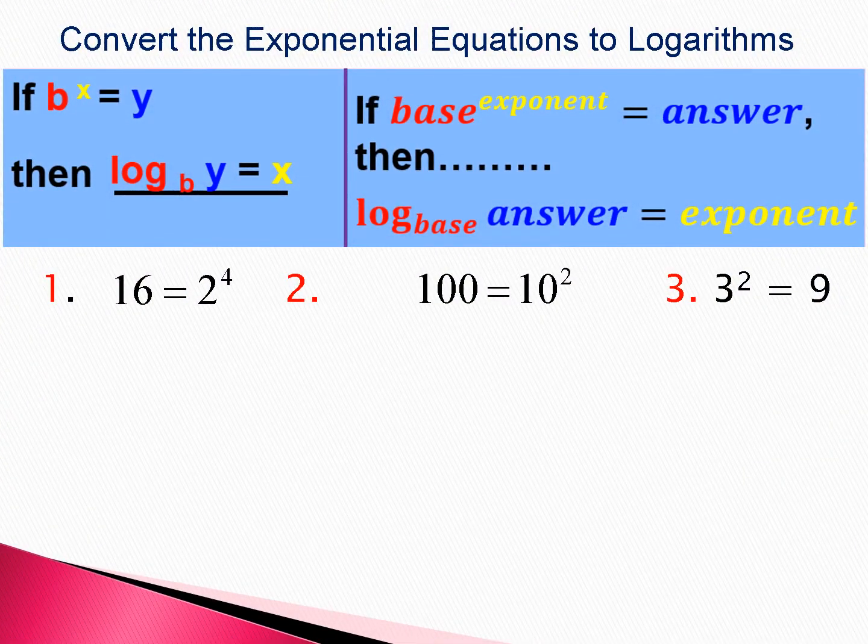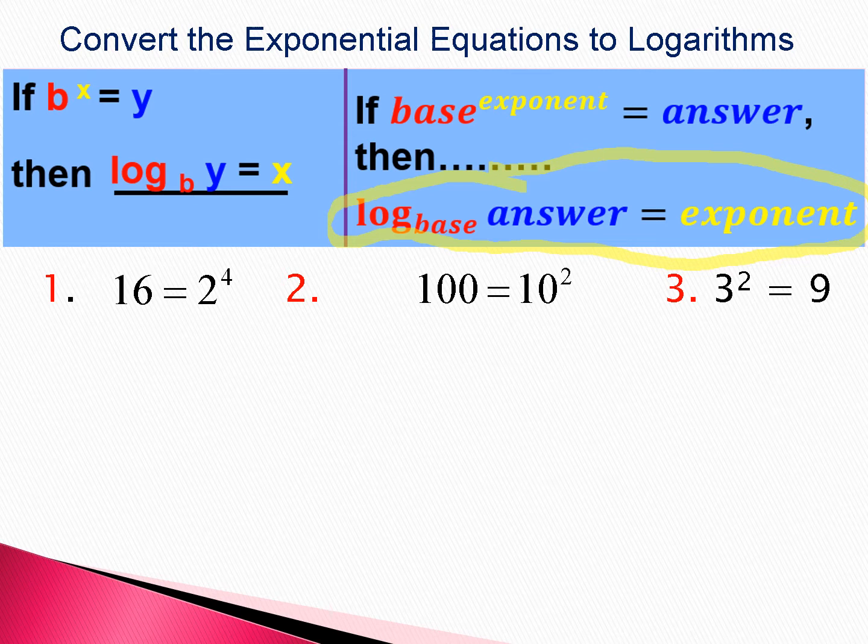All right, let's look at some examples. This says convert the exponential equation to logarithms. You'll notice at the top I've left the rule. Now, you can use whichever version of the rule you like because it's the same thing, but I always use the one with words. It's easier for me. So you pick whichever method you like the best, and that's the one you use.